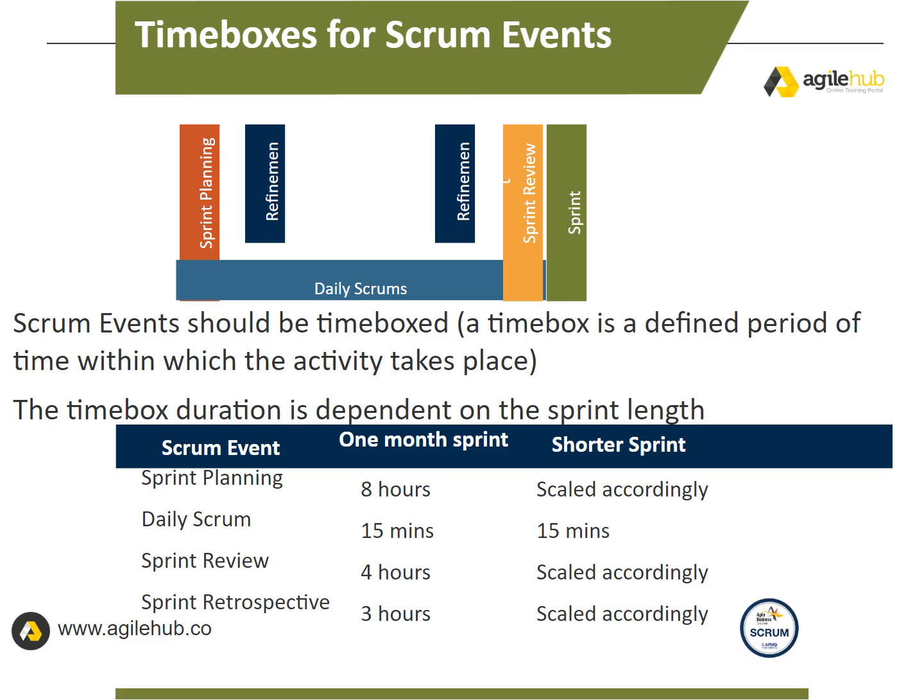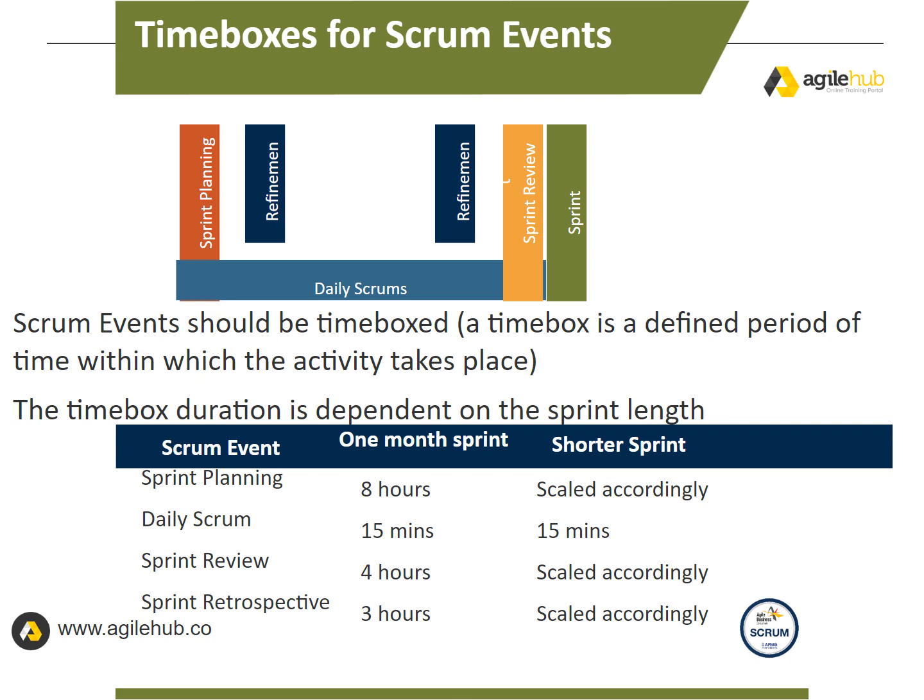Scrum events. Scrum events should always be time-boxed. A time box is a defined period of time within which the activity takes place. The duration of the time box is dependent on the sprint length. You can see here that the sprint planning for a 1-month sprint should be about 8 hours.